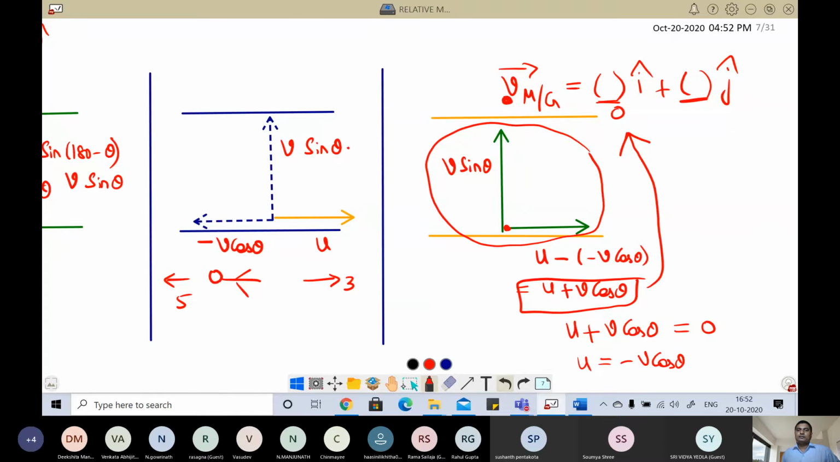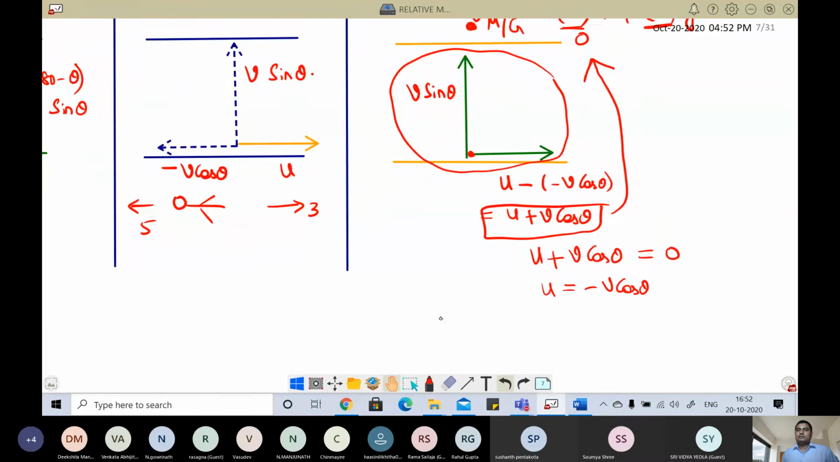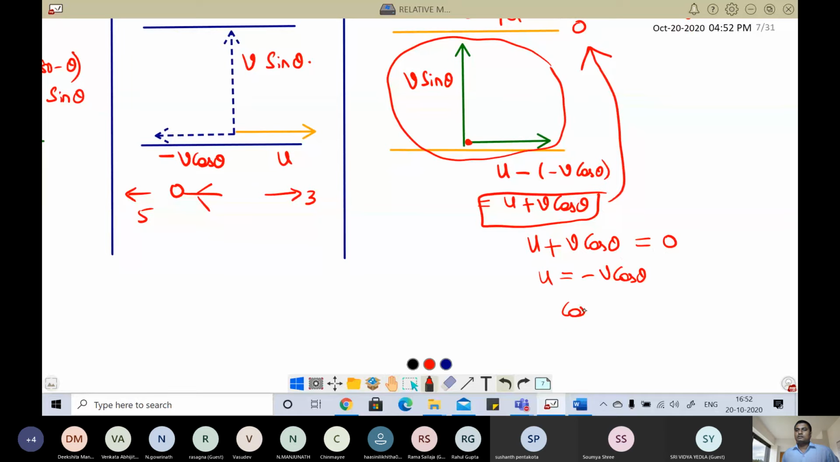So cos theta is equal to minus of u by v. Okay, same thing we got or not? So basically the diagram method will give us the complete picture of what is happening. That's why I prefer the diagram method. You don't have to write any equation, you just make the x component 0, and then the y component will be there. With the y component we can calculate how we should find out.